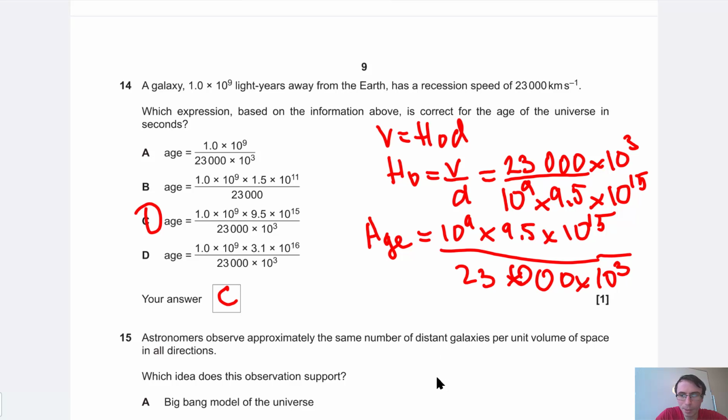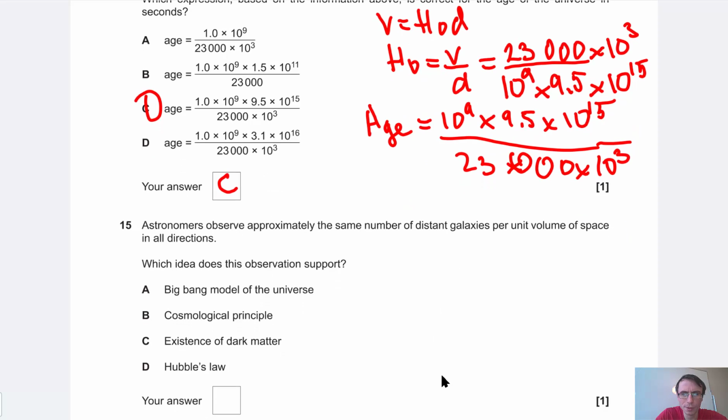Okay, final one from this paper. Astronomers observe approximately the same number of distant galaxies per unit volume in all directions. So same amount of stuff per unit volume. Which idea does this observation support? Well, that supports the cosmological principle, which is B, that the universe is both isotropic and homogeneous. Isotropic meaning that it appears the same in every direction, and homogeneous meaning that it has roughly the same matter density distribution across the universe.